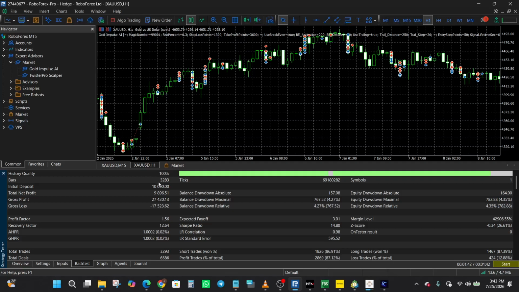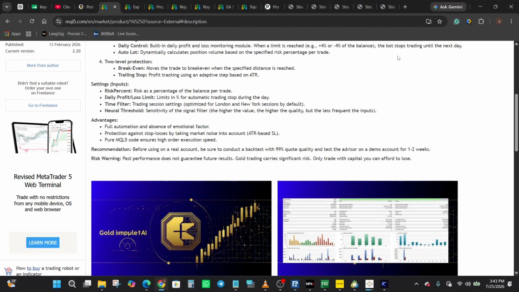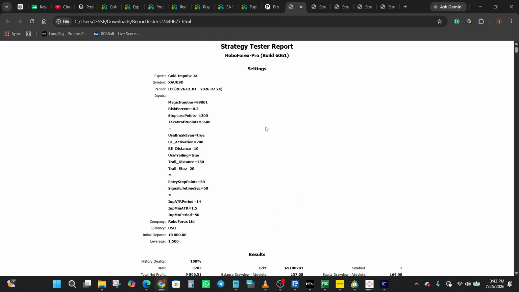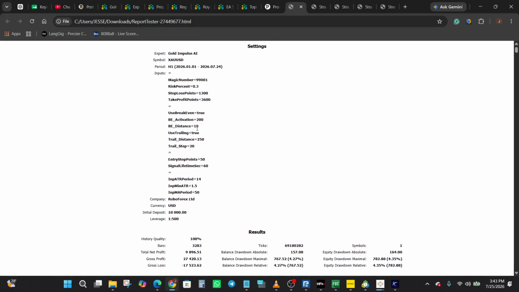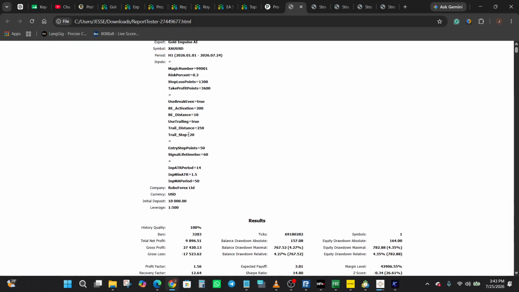The inputs used during this test had risk percent set at 0.3%, stop loss at 1,300 points, take profit at 3,600 points, the break even set to activate at 200 points with a 10-point distance. We can see the input settings here. The trailing distance at 250 points with a step of 20, an ATR period of 14, and a moving average period of 50.